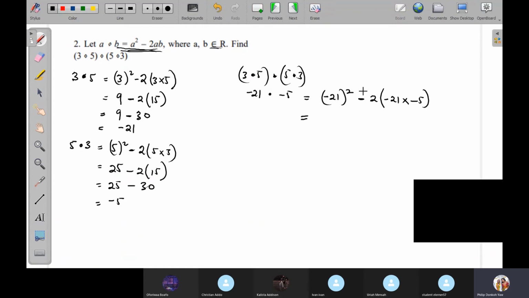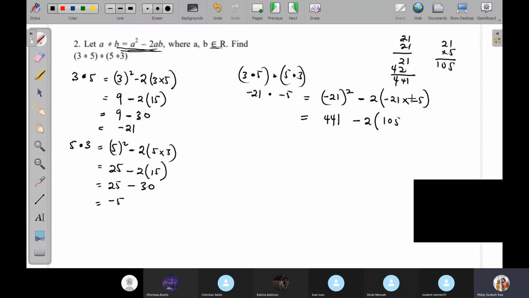You can do your side work and then just put your value there. So you have 21, another 21. 1 times 1 is 1, 1 times 2 is 2, 2 times 1 is 2, 2 times 2 is 4. So negative 21 all squared is giving us 441. Minus 2 into brackets, 21 times 5. You can also do it as side work. 21 times 5, we have 5, 1, 5, 5, 2, we have 10. So that is giving us 105.